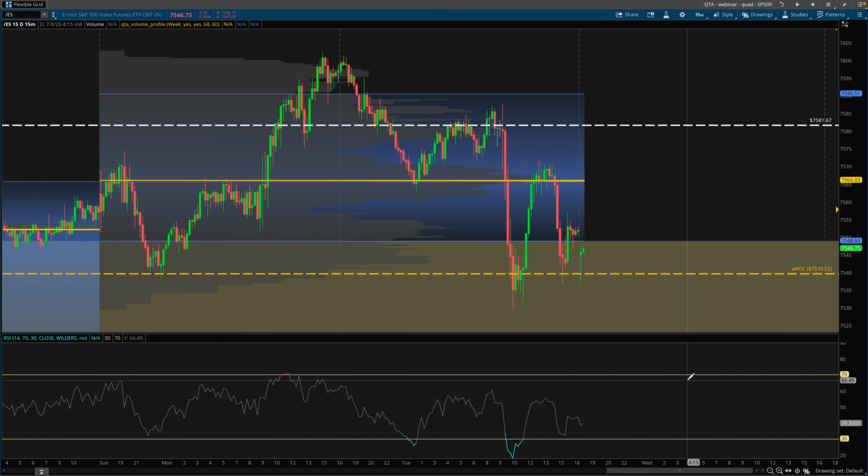You can use your discretion, backtest it, and see what works best for you. For me, I like the 15-minute time frame and the RSI for intraday confluences. Now I have a VPOC on this chart.